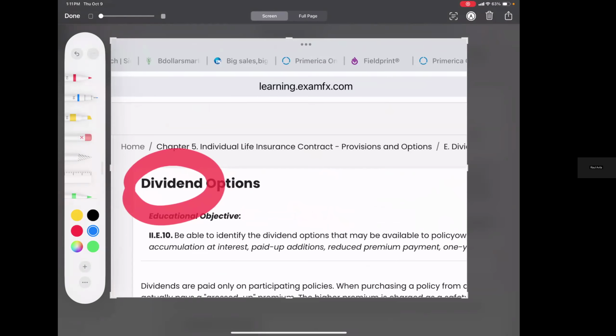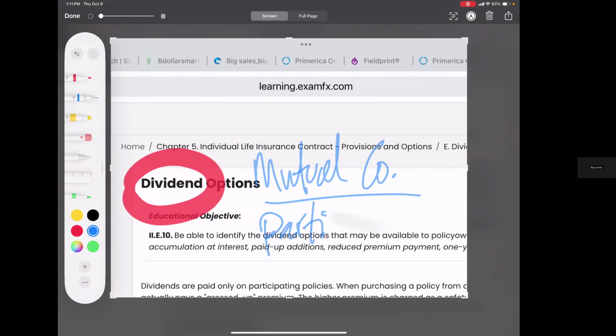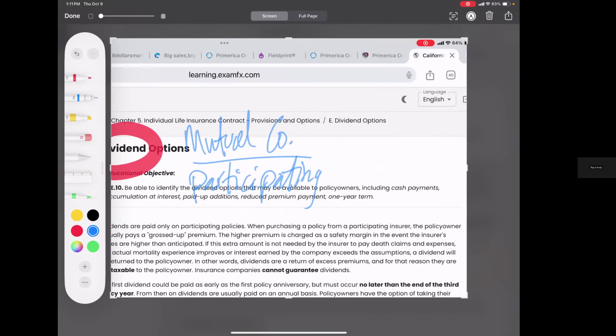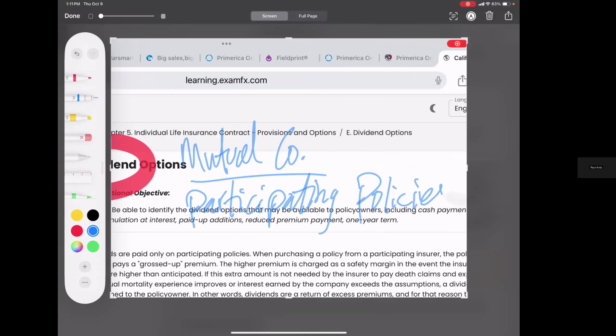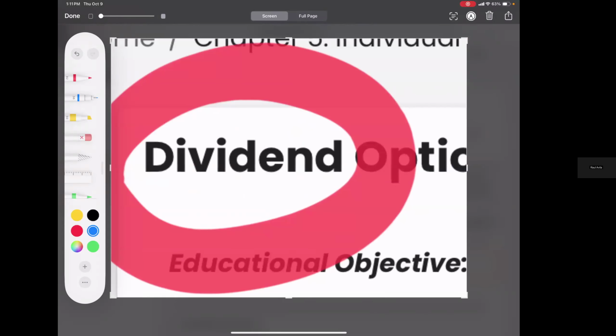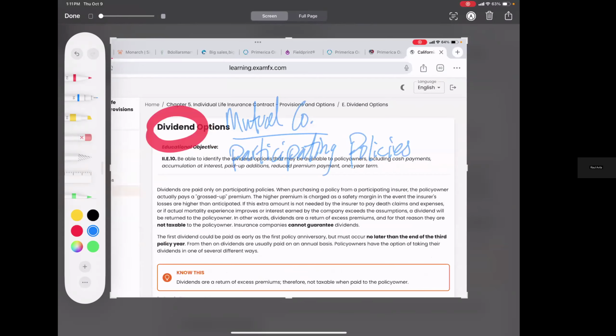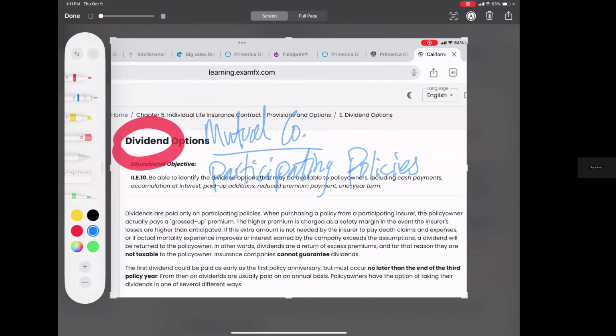So mutual companies pay dividends. And they're also called participating policies. So mutual companies and participating policies pay dividends. Okay? Good job. All right. And dividends are not guaranteed.